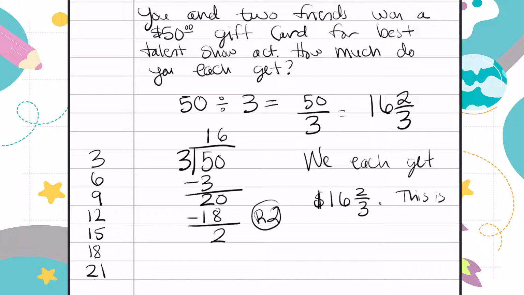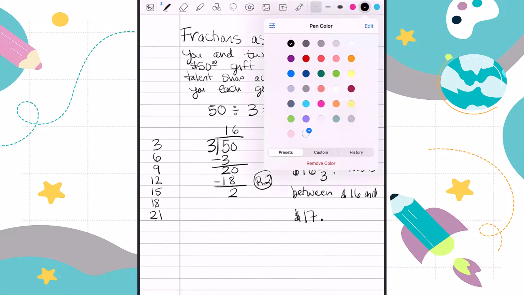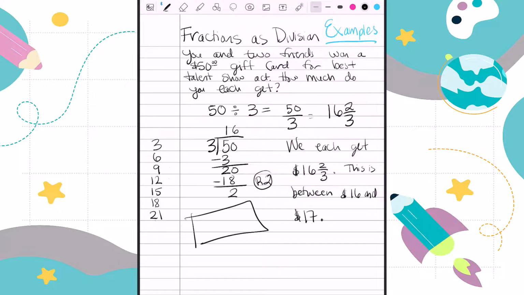And sometimes when you're doing fractions as division problems, you're going to be asked between which two whole numbers these fall. And so 16 2/3 is between $16 and $17. It's a little bit more than 16 and less than 17. That sounds like a great prize.